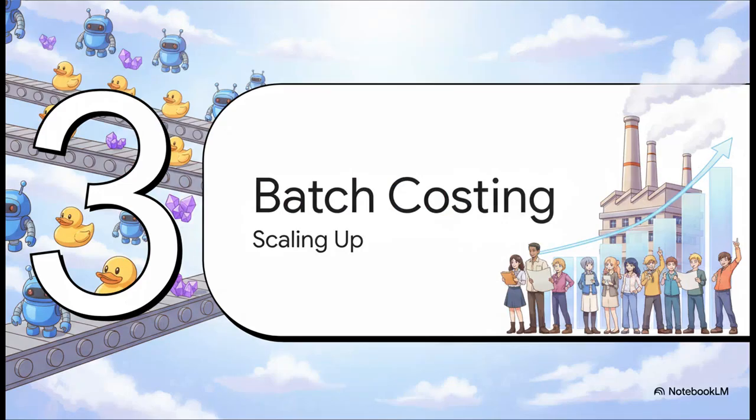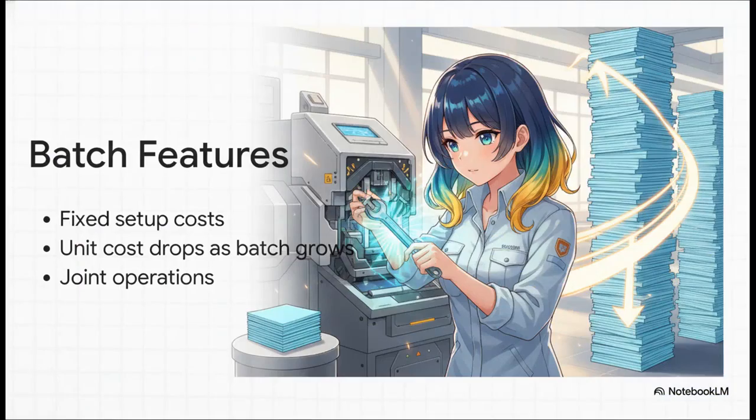Which brings us to section 3, batch costing, all about scaling up. So batch costing covers things like, say, a print run of 1,000 books, or maybe a whole batch of shirts, and it's got some very peculiar features.